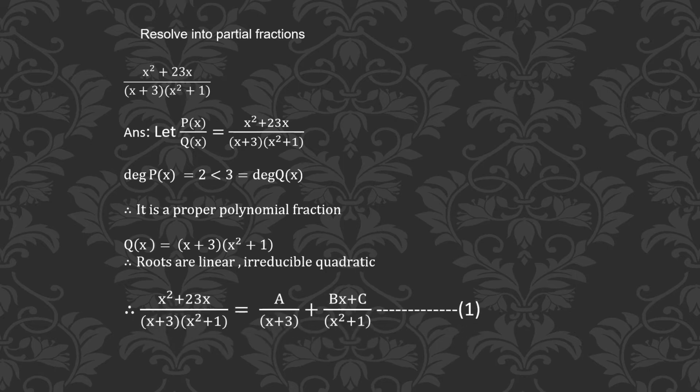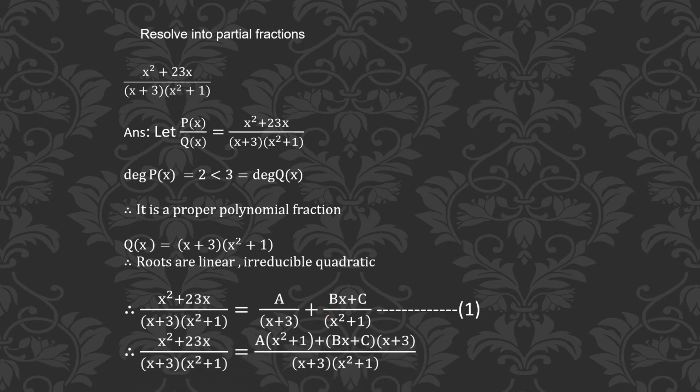The given fraction is split into two simpler fractions. One will have denominator x plus 3 and the second will have denominator x square plus 1. Now x plus 3 is linear, so the numerator will be a constant, say a, and x square plus 1 is quadratic, so the numerator will be linear, bx plus c. We will name this equation 1.